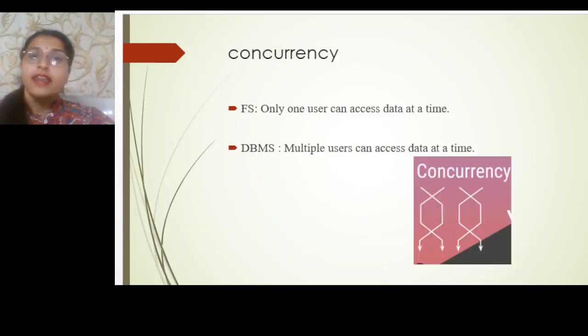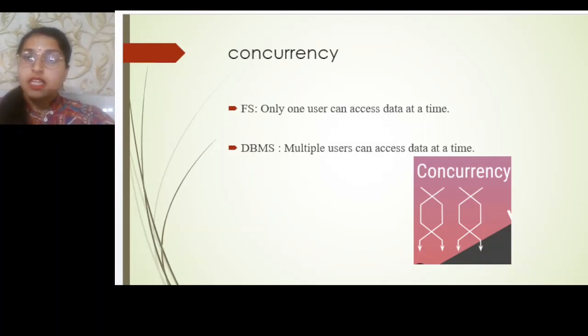Next is the concurrency. Concurrency means number of people are going to use the same data at the same time. So in file system only one user can access data at a time, whereas in the database management system multiple users can access data. See, in file system it's not going to ask for anything. Number of people can access it, but it will lead to the inconsistent state.